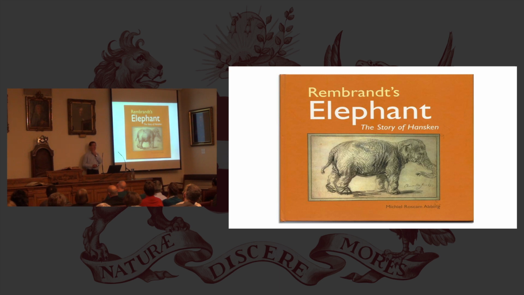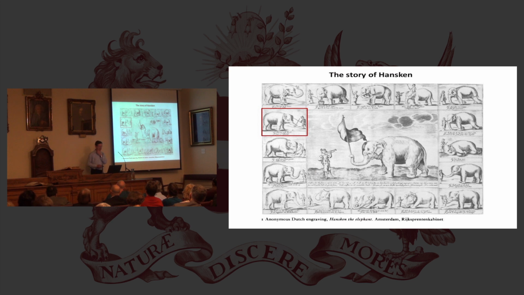Right, I'm now going to tell you briefly about an elephant called Hansken. A famous elephant who was a performing elephant that toured Europe in the middle of the 17th century, and it became known as Hansken, and it's also known as Rembrandt's elephant for reasons you will see. Hansken was a performing elephant who could do all sorts of tricks. His most famous trick was he could draw a sword. You can see that in the illustration in the red box.